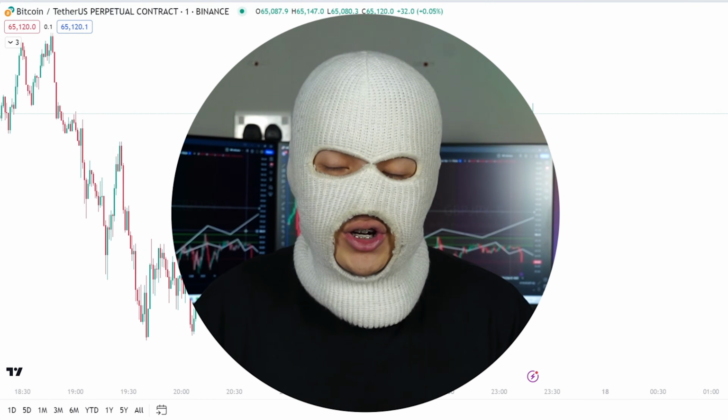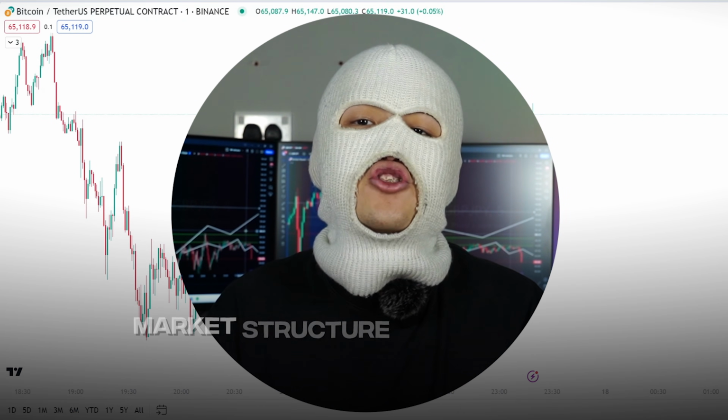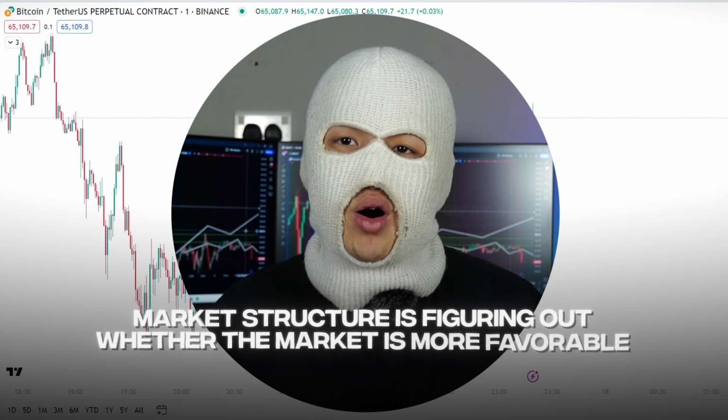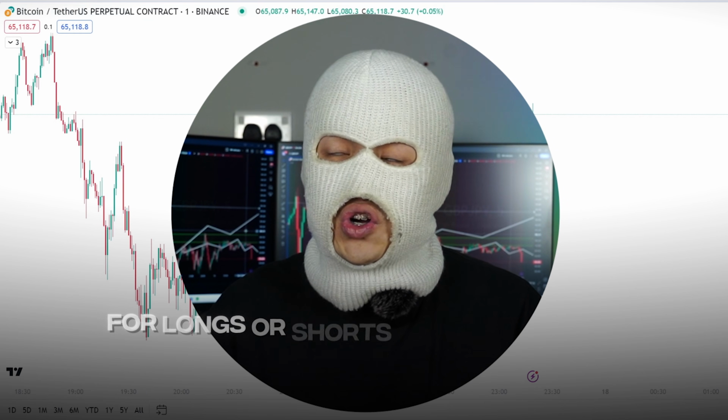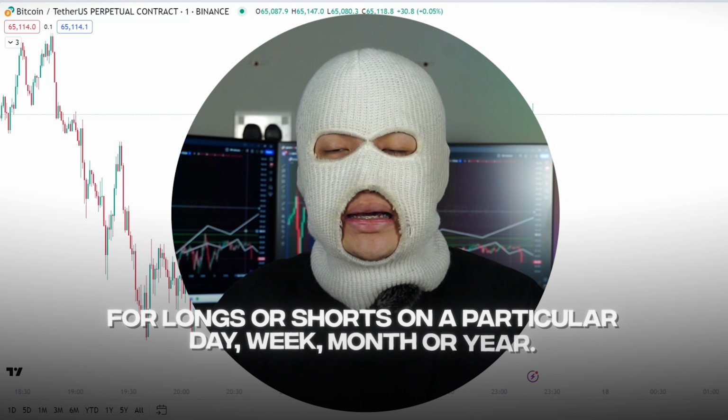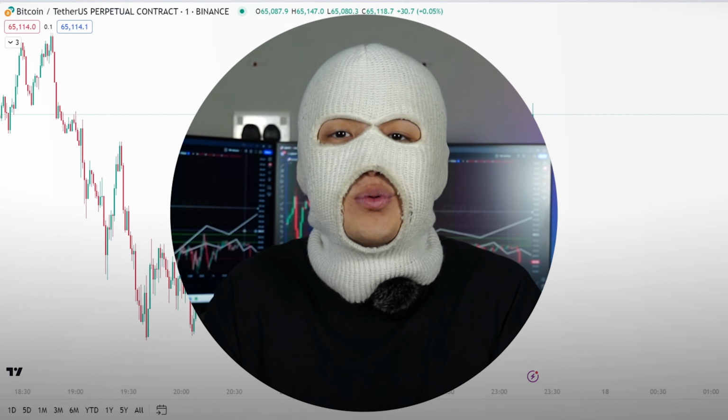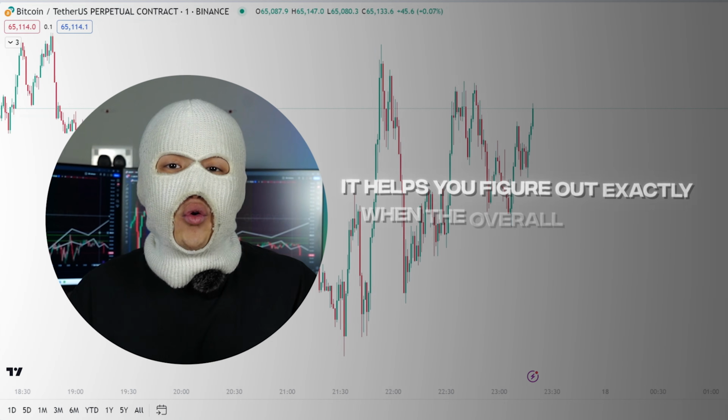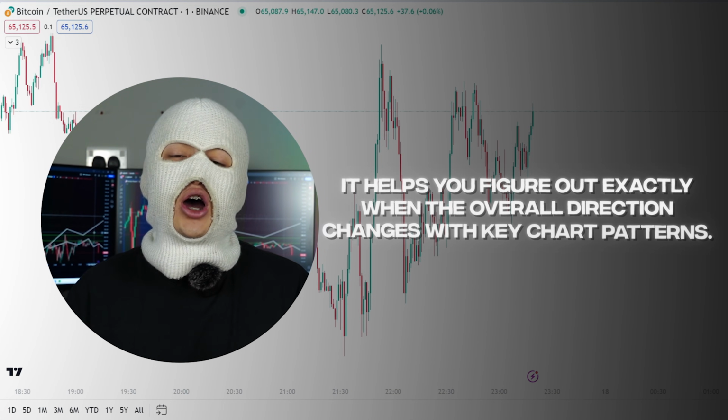Now, what is market structure? Simply put, market structure is figuring out whether the market is more favorable for longs or shorts on that particular day, week, month, or year. And it helps you figure out exactly when the overall direction changes with key chart patterns.